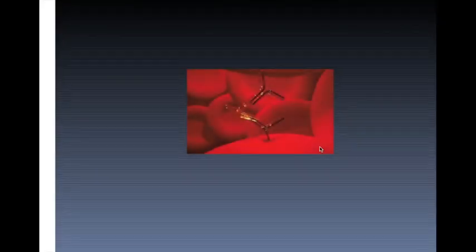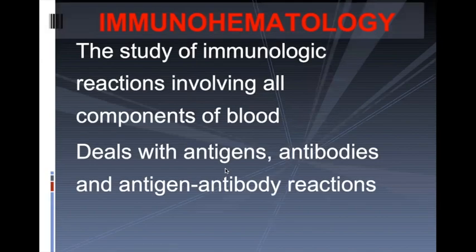Good morning, everyone. Now we're going to talk about immunohematology. This is more focused on immunology. First, what is immunohematology?